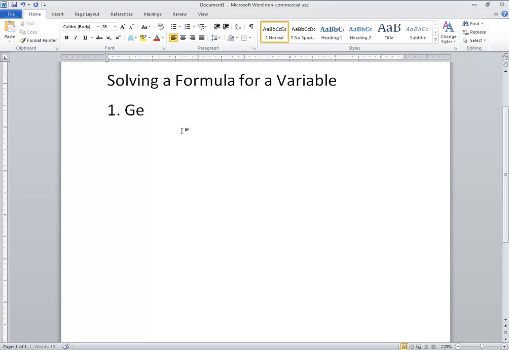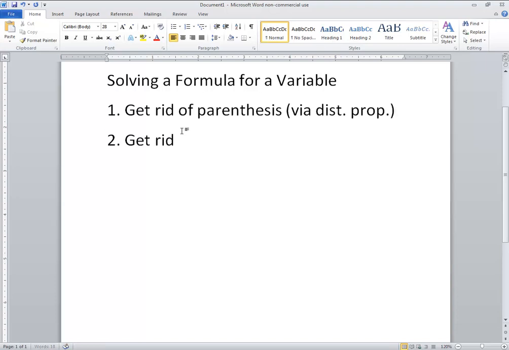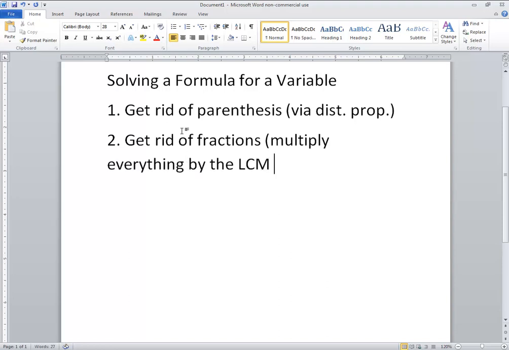Step 1, get rid of parentheses. And usually that's via the distributive property, although there's other ways to get rid of parentheses in terms of multiplication. Our second step is get rid of fractions. And we'll multiply everything by the LCM, least common multiple, of all the denominators.